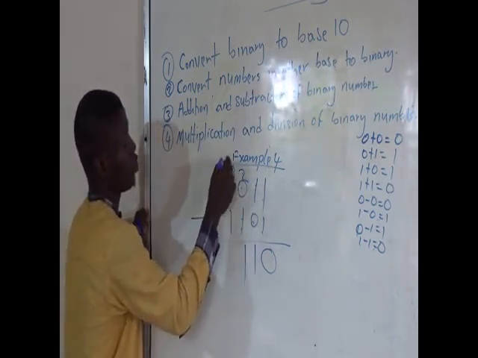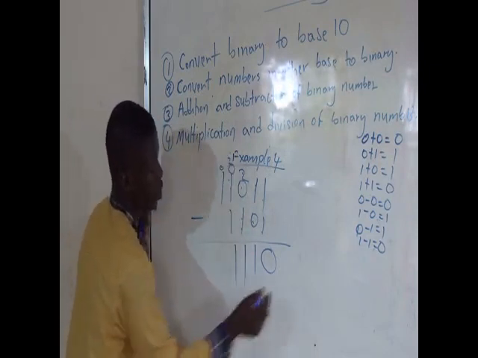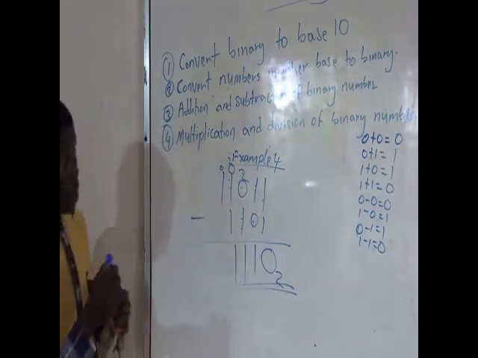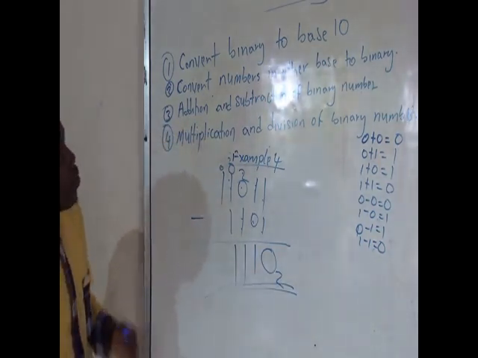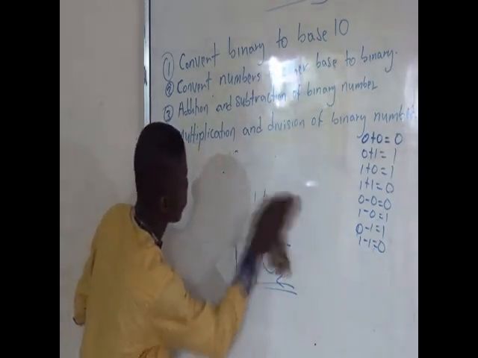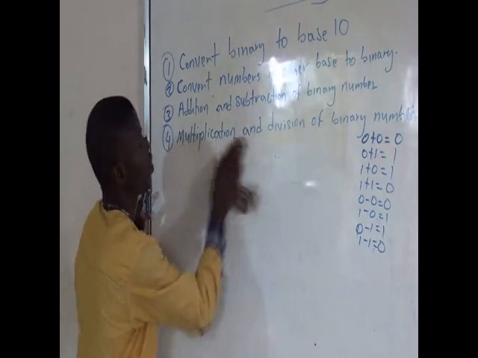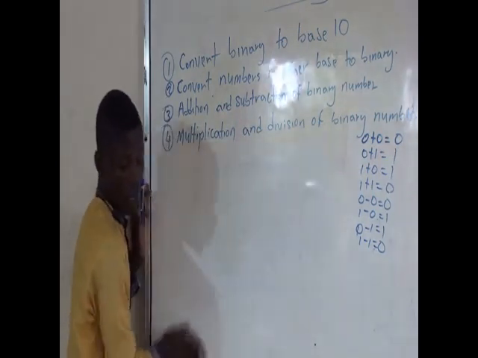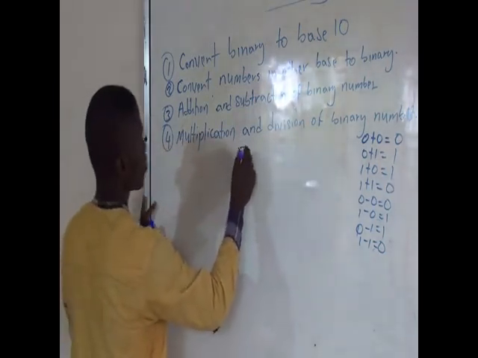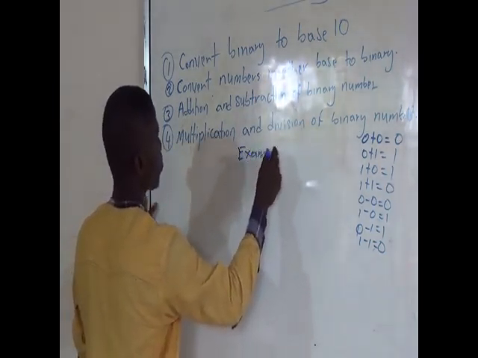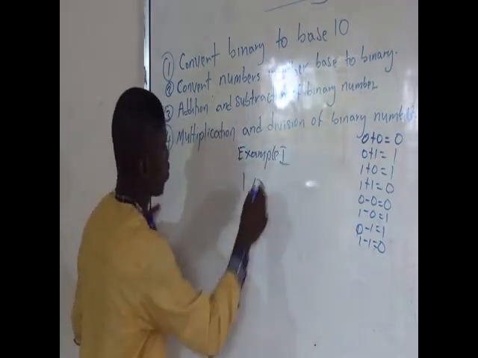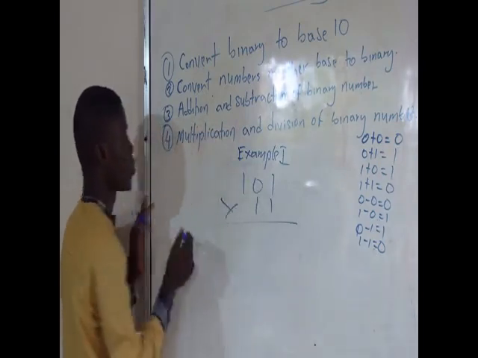Borrow here again, here remains 0, here will be 2. 2 minus 1 is 1. So our answer is 1, 1, 1, 0 base 2. That's for addition and subtraction of binary numbers. Then the last one, multiplication and division of binary numbers. Example 1. 1, 0, 1 times 1, 1.